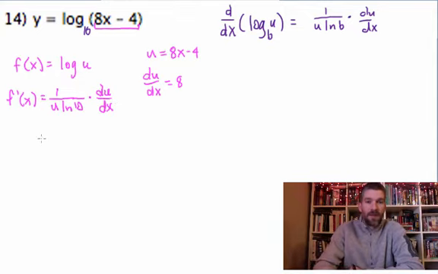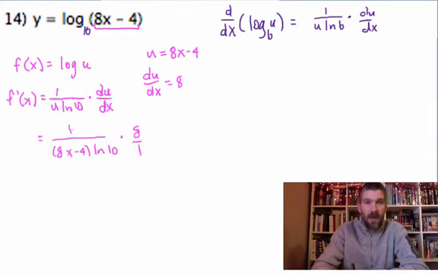All right, and so to just finish this guy off, we would just resubstitute in those values that we said were going to be u and du/dx. So 1 over u, which is 8x minus 4, put it in parentheses, times the natural log of 10 times 8 over 1. Wow, that's a really ugly 8. I'm so sorry. So to clean it up, you can have 8 over (8x minus 4) times the natural log of 10.